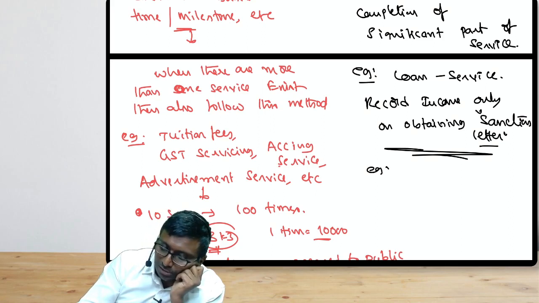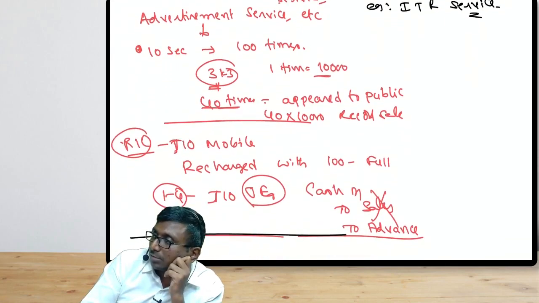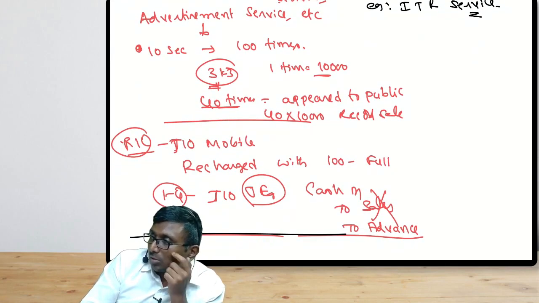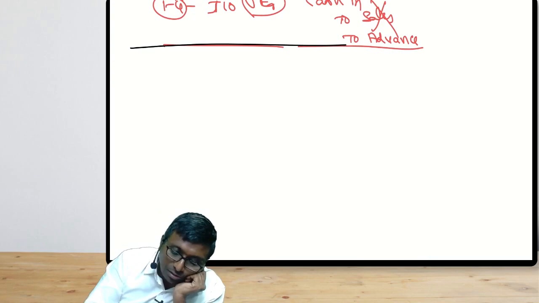ITR example. One more example: income tax return service. Once you complete the income tax return, fine, I submitted the return, you got a mail, my job is done. Understood? Or the assessment appeal you went to. So many chartered accountant services will come. Till you complete it, you cannot say the income is earned. The percentage completion method will not be suitable for these cases.